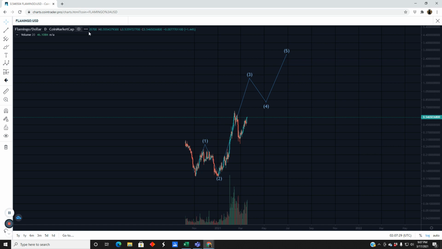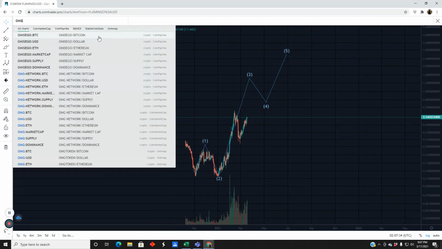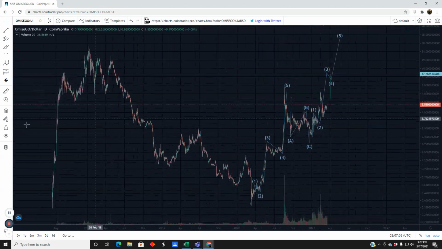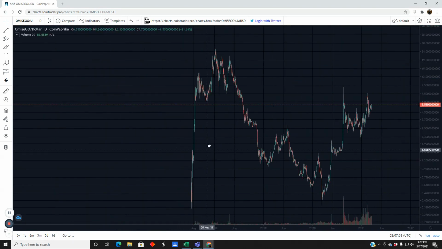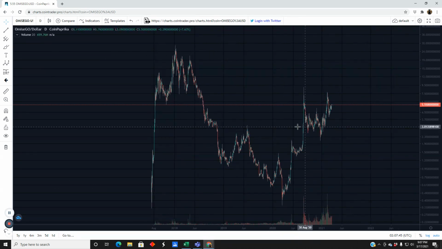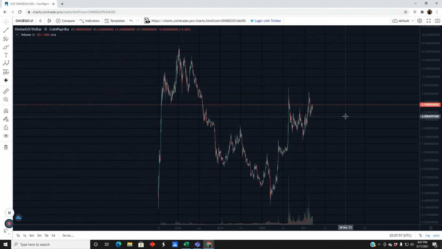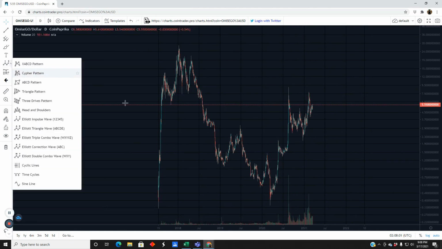Let's look at OMG, OmiseGO. So OmiseGO literally came out at 30 cents and went all the way up to 30 bucks. And it had this pullback, it's had this consolidation range here. It's been sitting on top of this consolidation range, and it's breaking out on bigger volume. This is extremely bullish over time based on this.